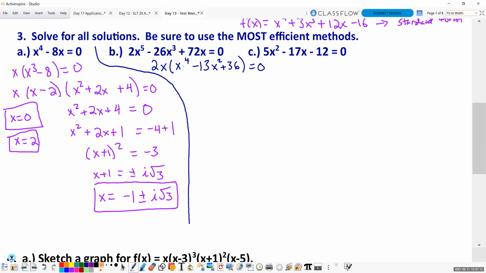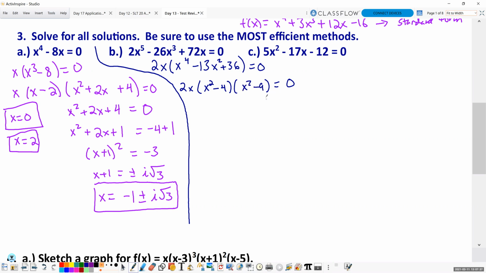Okay, so now I can think to myself, in parentheses, we have a trinomial. It starts with a 1, and my powers are 4 and 2, which means it can be factored. What adds to -13 and multiplies to 36? 4 and 9. So I've got x squared minus 4, x squared minus 9.